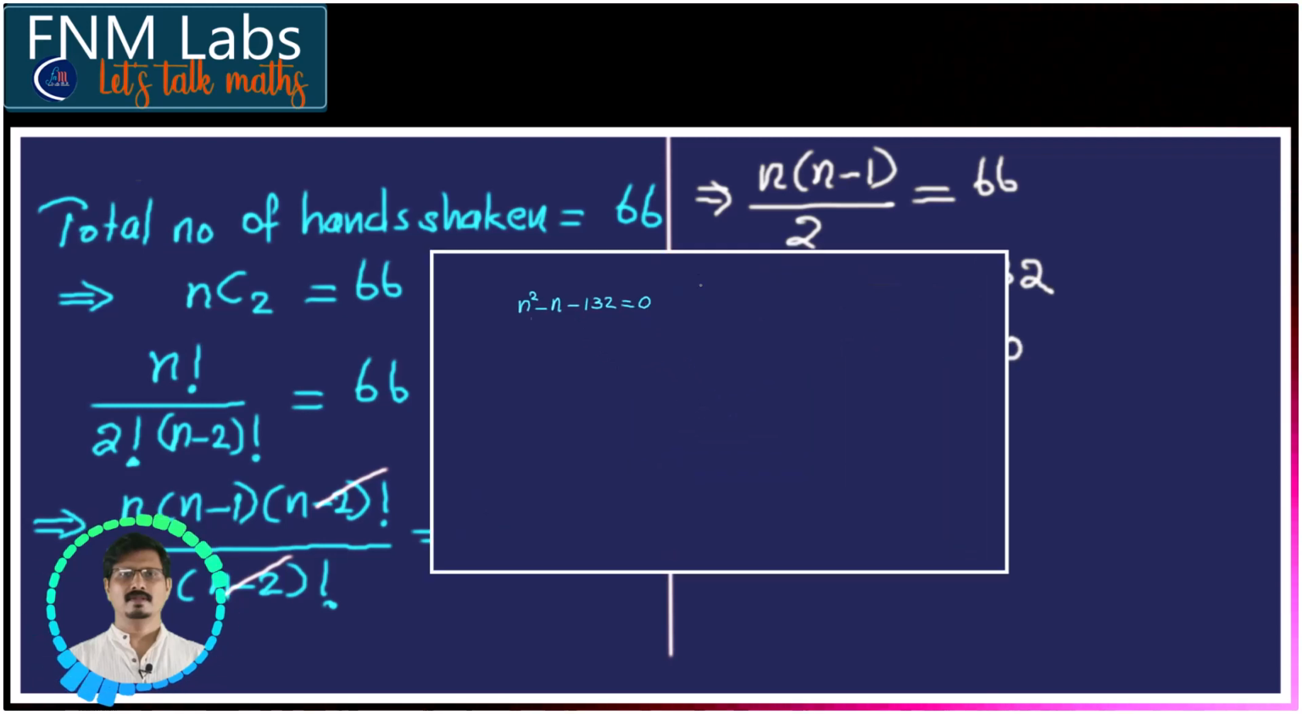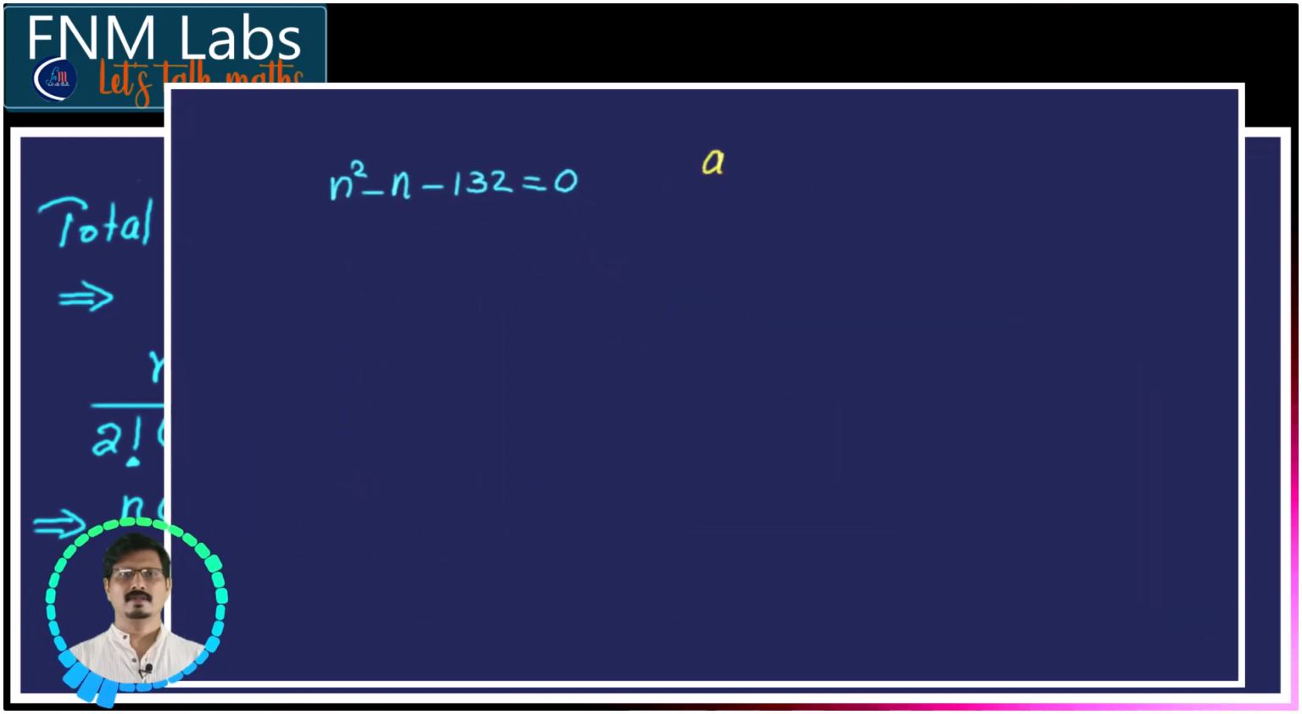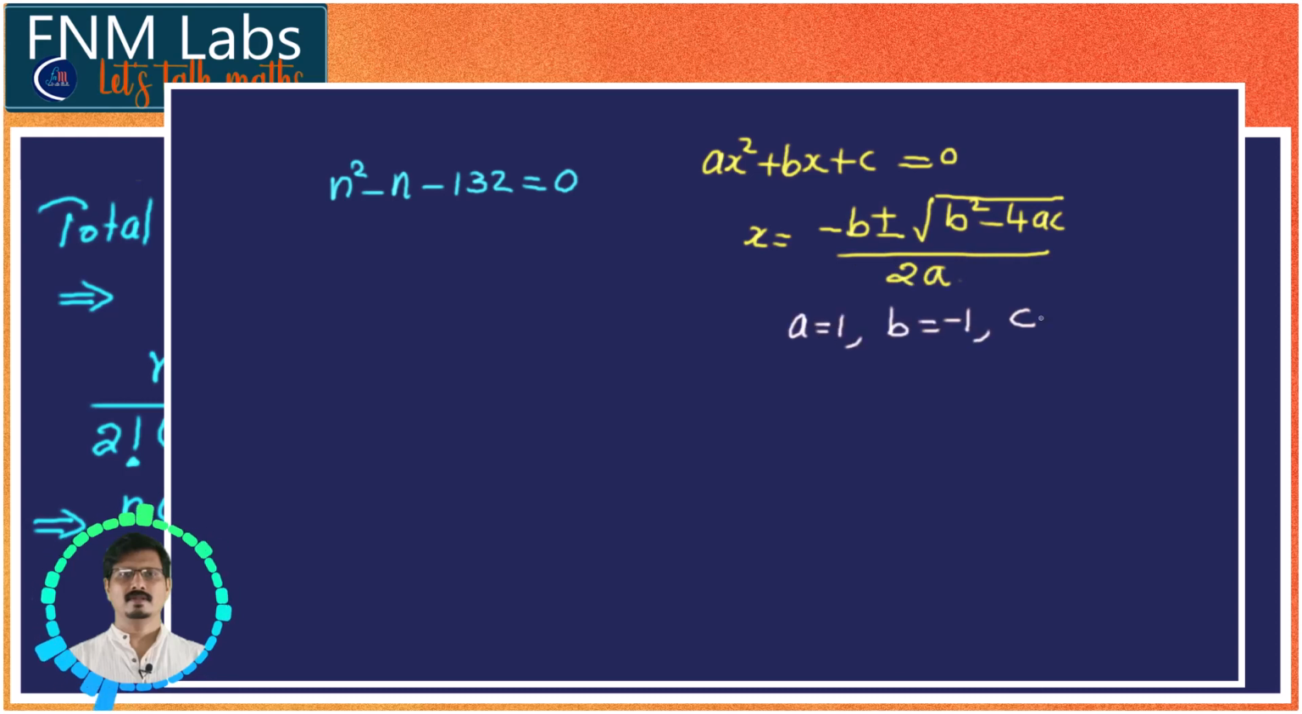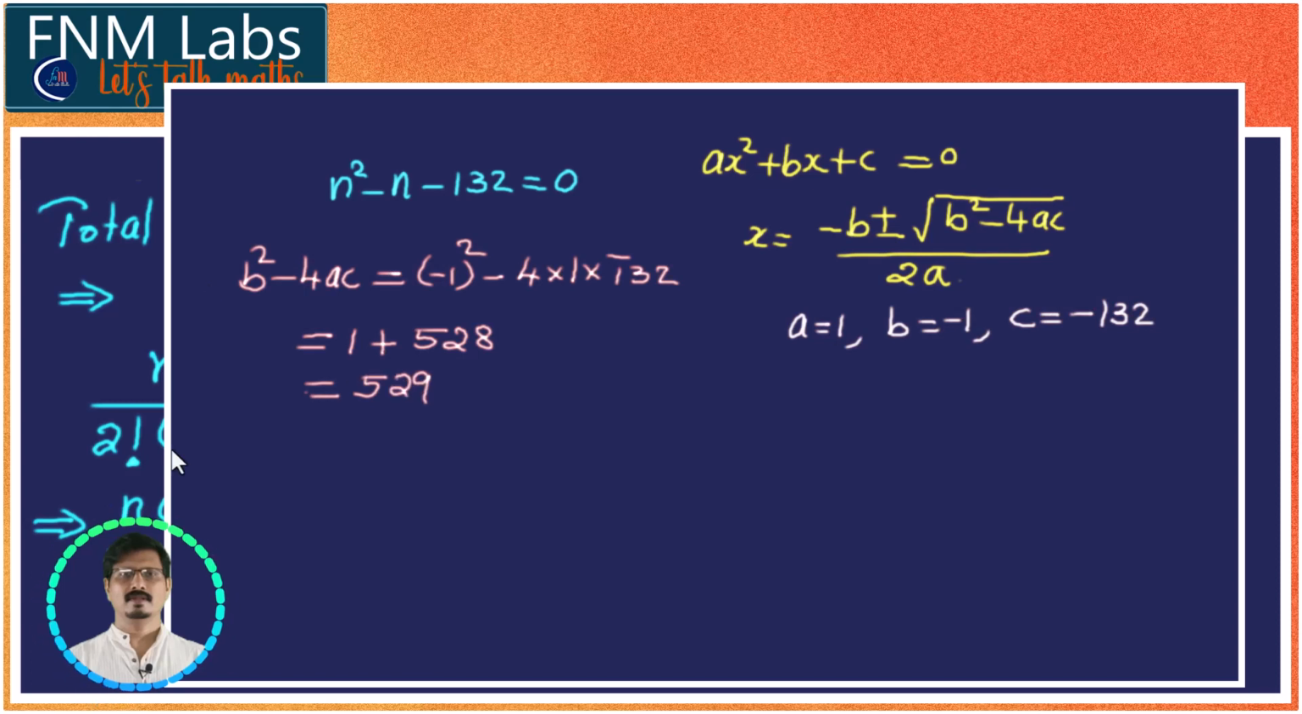Now the root of this equation can be found by using the formula minus b plus or minus square root of b square minus 4ac by 2a, based on the general equation ax square plus bx plus c equal to 0. Now b square minus 4ac is 1 plus 528, that is 529. Therefore the square root of b square minus 4ac is 23. So it can be plus or minus.